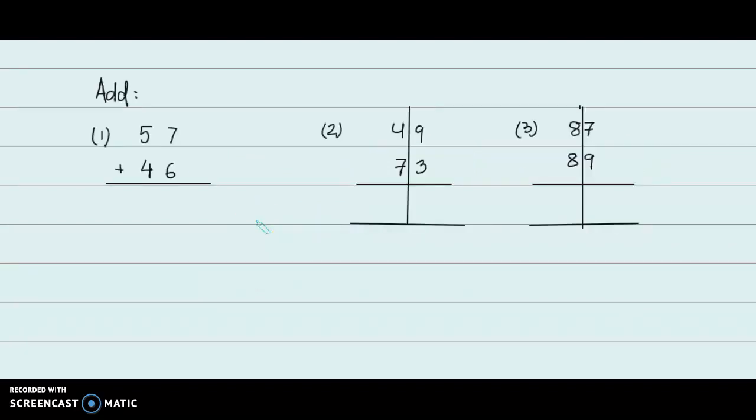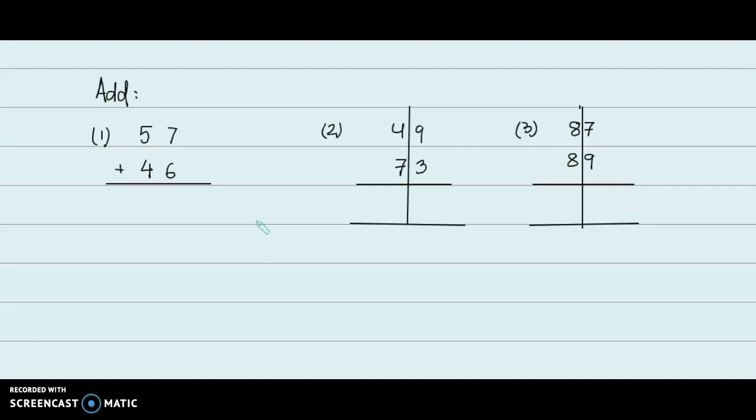As you can see over here, our first question is 57 and 46. So how are we going to add these numbers? First, have a look at my method and the steps that I am following. I will be explaining also, so just listen to me carefully.